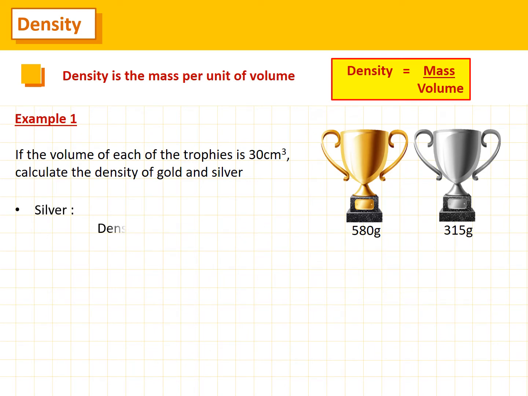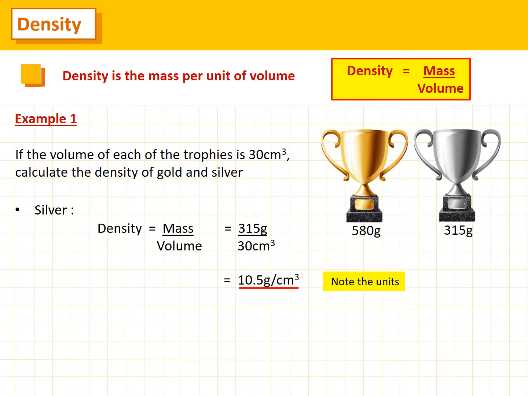For silver, again, density, mass divided by volume, 315 divided by 30, and then that's 10.5 grams per cubic centimetre.